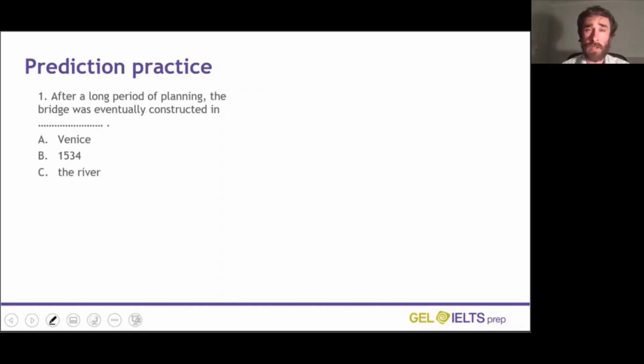The most logical prediction here would be 1534, the year. Venice could go in the space, but because of the phrases after a long period of planning and eventually, I suspect that this sentence is really focused on time. It's stressing that this bridge was built in this year after several years before it when it was being planned. The river doesn't really make sense. You don't construct a bridge in a river, you construct a bridge over a river. So pay attention to things like prepositions.